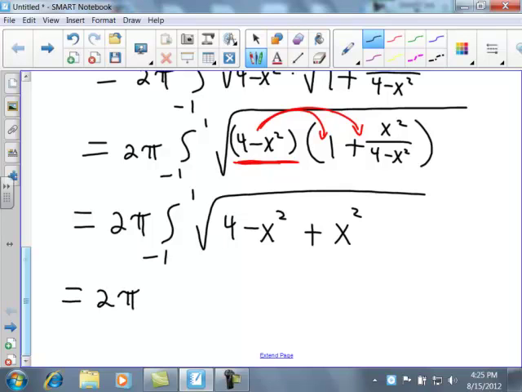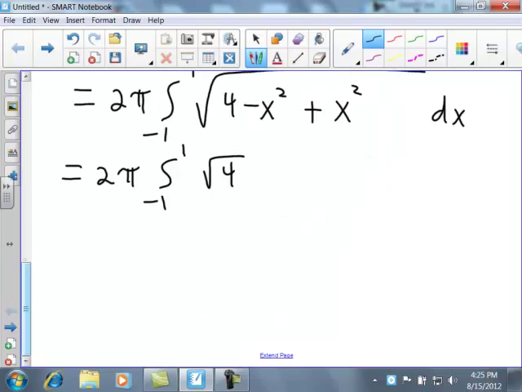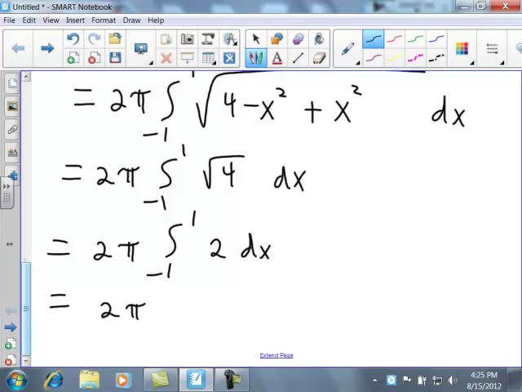This becomes 2 pi times the integral from -1 to 1 of the square root of 4, and I'm sorry, this should be dx all the way. I kept forgetting to put that. My fault. And square root of 4 dx. So this is 2 pi times the integral from -1 to 1 of 2 dx. And we're home free from here. So this is 2 pi times 2x evaluated from -1 to +1.